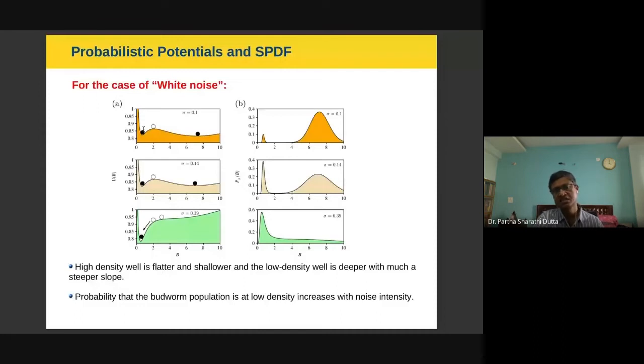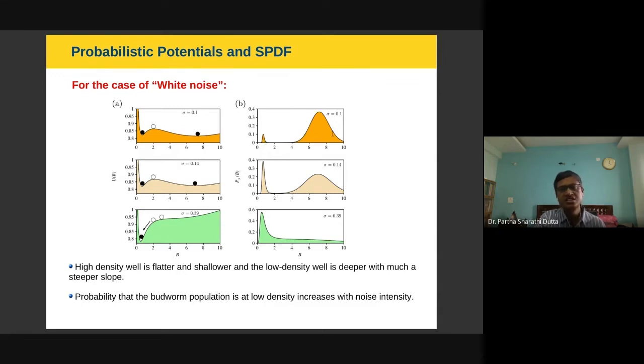But the moment I start increasing the noise amplitude, I see that the probabilistic potential changes its shape, and the upper steady state is becoming flatter and shallower, and the lower steady state is very deep with a much steeper slope. So it means that if there is a state in the upper steady state, close to, let's say, b equals 6, and you give a tiny perturbation to it, it will suddenly shift to the alternative steady state, that is the lower steady state. This is also visible from the probabilistic potential for sigma 0.1. We see that the PSB is higher at the upper steady state, and lower at the lower steady state, which is close to b equals 1.